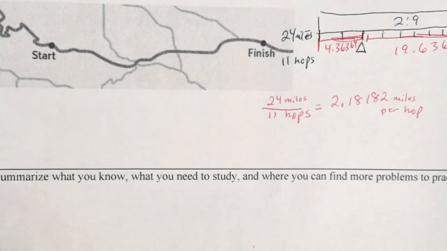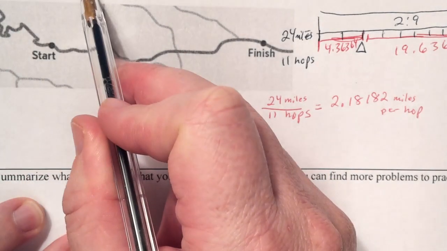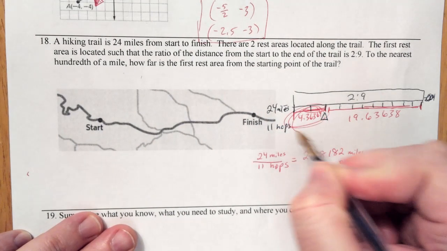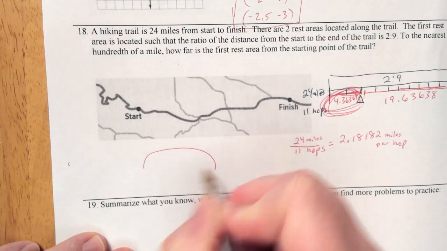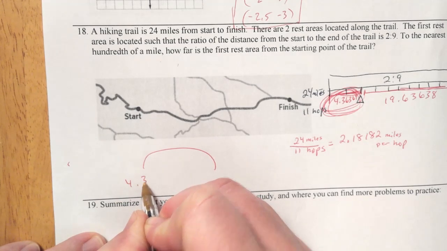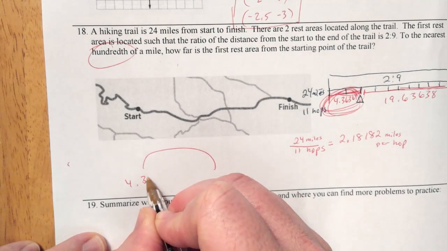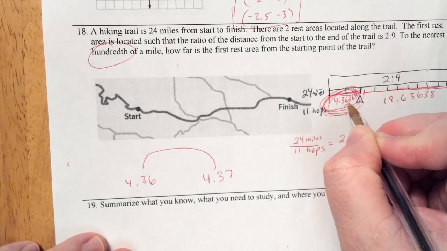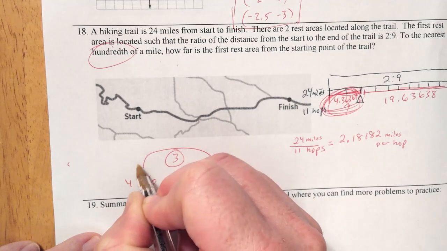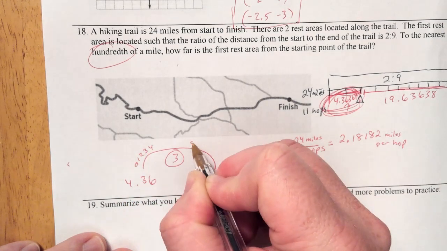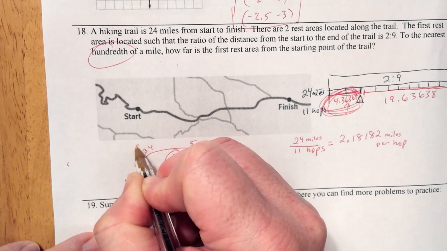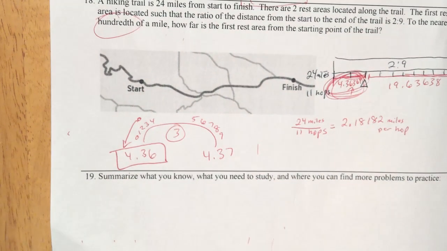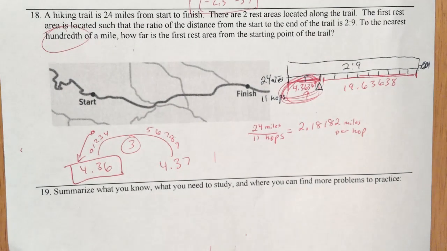Now, what did they want? They wanted to the nearest 100th of a mile. How far is the first rest stop? So they wanted this number right here. So we have 4.3, they said hundredth, so 2 decimal places, 4.36, or the next number 4.37. That decision is made by the number after, which is a 3. If I drop the ball at 3, would it roll back home or roll to the next number? It would roll back home. So my final answer was 4.36. And that's the answer to number 18.